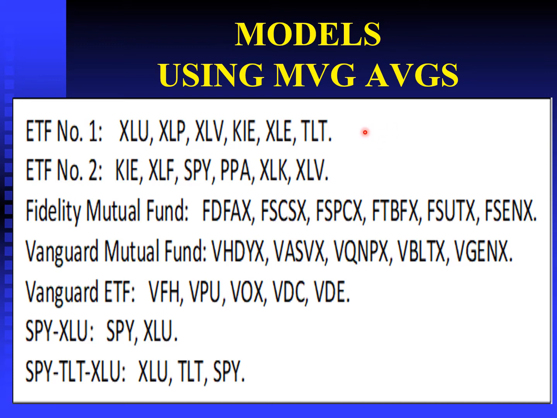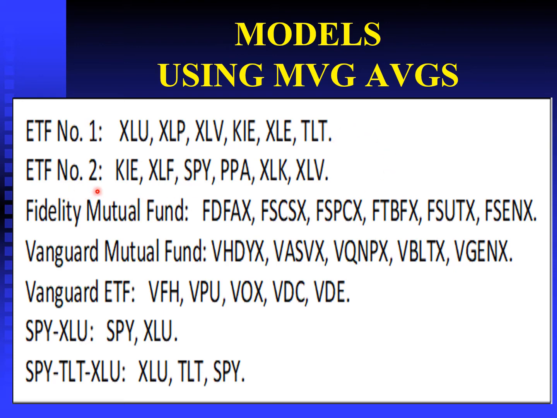One, ETF number one, is sort of conservative. As you can see, there is utilities, staples, healthcare, banks, insurance, and there is an aggressive cyclical ETF, XLE, which is energy, and bonds. So it's a very conservative portfolio.